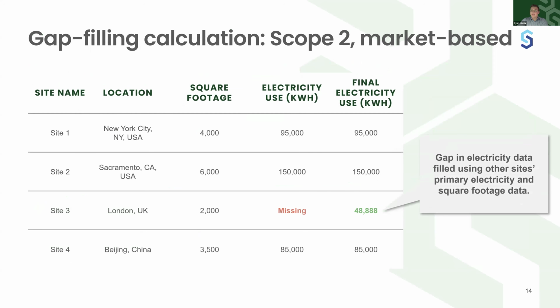Here, you can see that we have added the gap-filled electricity usage for Site 3 to our table, and we are ready for the next step to calculate our emissions.